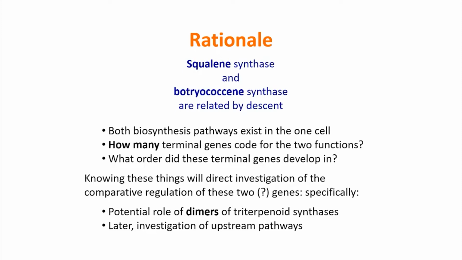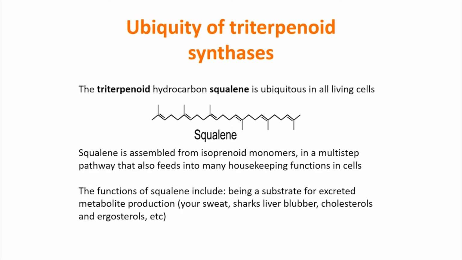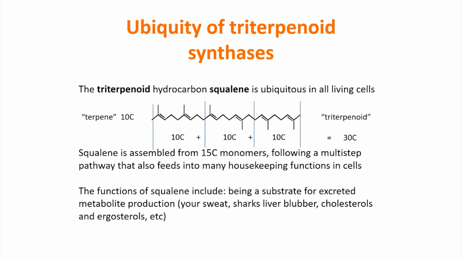I'm going to be discussing a thing called dimers, protein dimers. Homodimers is another word, and it's something that this study raised inadvertently, but very interesting. Okay, here's the structure of squalene. It's a C30 unit. So we've got 10, 10, and 10 equals 30. The units of 10 are called terpenes, hence triterpenoid.